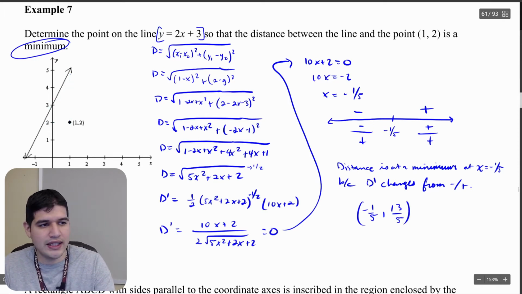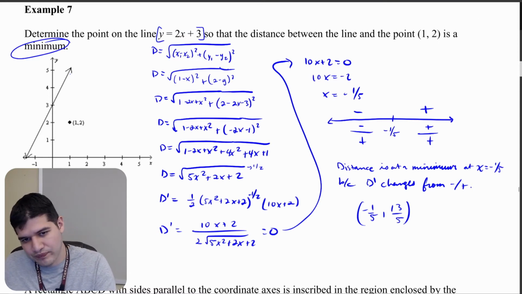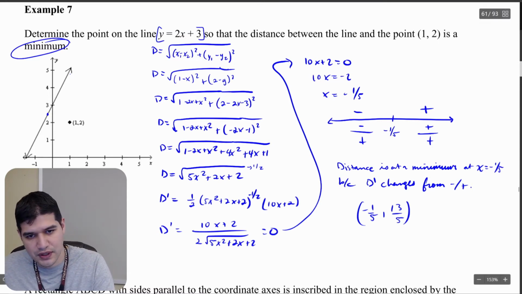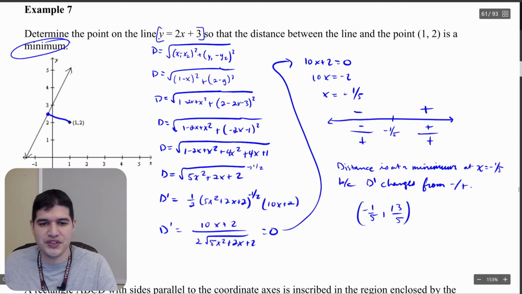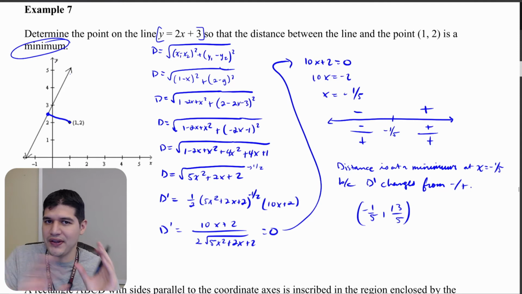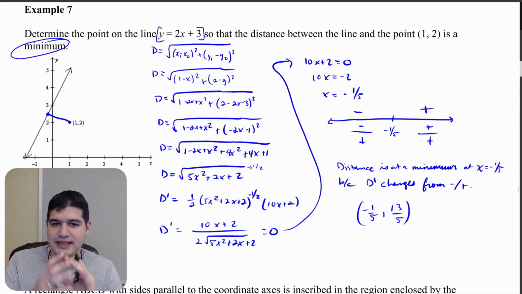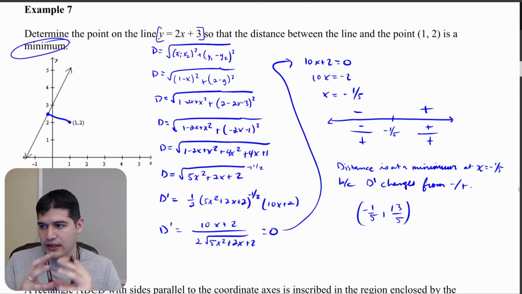So if I'm looking here, -1/5, that's like -0.2, and then 13/5. So that's the shortest distance, about right there. You can see that by the naked eye it's pretty close, but it's the shortest distance on anywhere on that line.